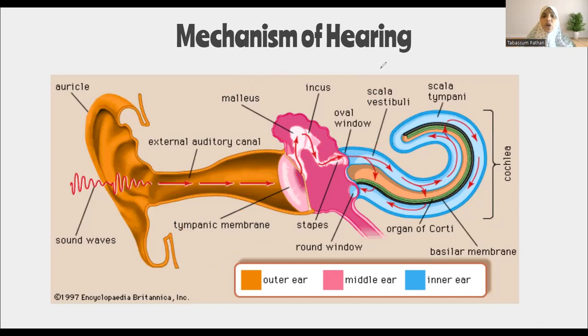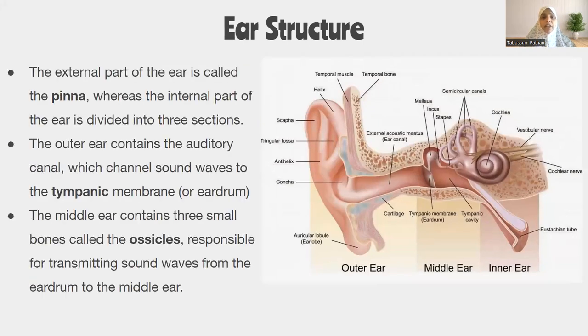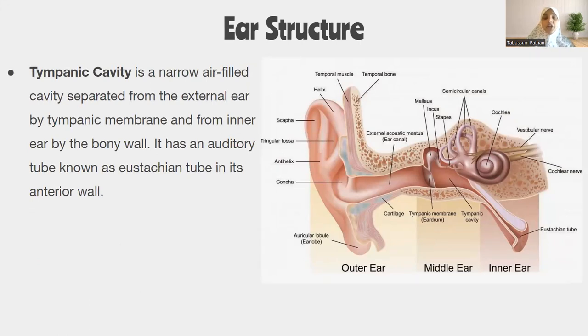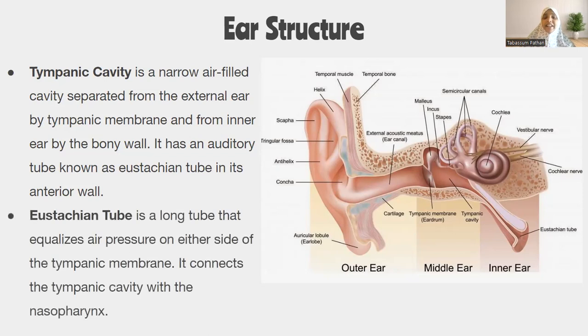Okay, so that was all about the ear. Only this much you need to know. We'll just quickly go through this. The pinna, you need to know the three regions of the ear. The tympanic membrane, the ossicles, what is the function of the ossicles, what is the tympanic membrane or the eardrum doing? It is separating the outer and the middle ear. Then the tympanic cavity and the eustachian tube, what are they and their function?